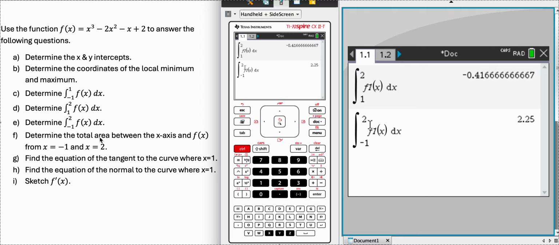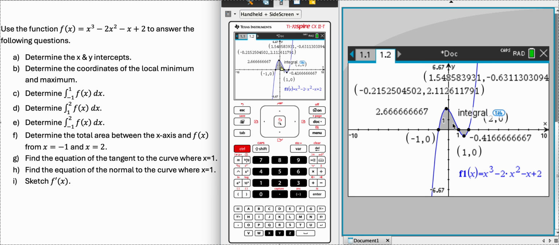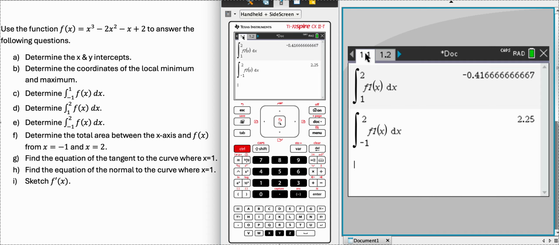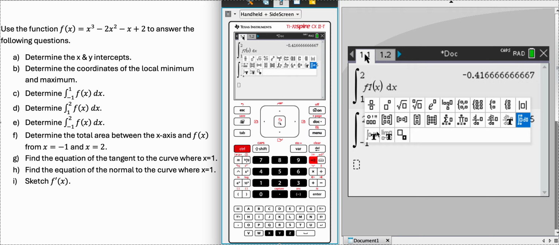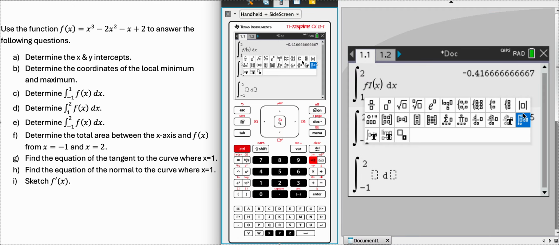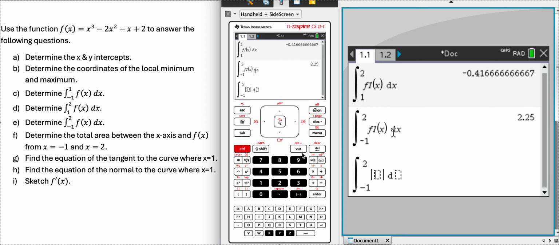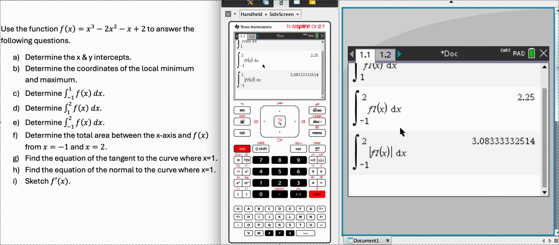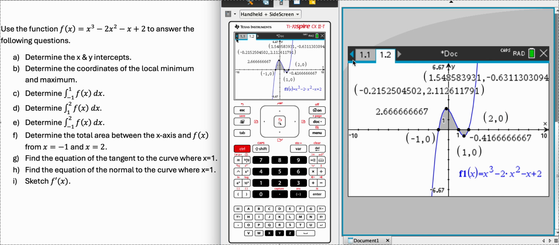Okay, the next question, determine the total area between the x-axis and f of x from x equals -1 and x equals 2. So for this one, all we have to do is add up these areas here. You can see, because we don't want a negative area, we can just change that negative to a positive and add them together. But we can also just do that by taking the absolute value of that function. So if we do -1 to 2, and then absolute value, and take the var f1 of x, dx, you can see that it changed that into a positive value and it added them up.